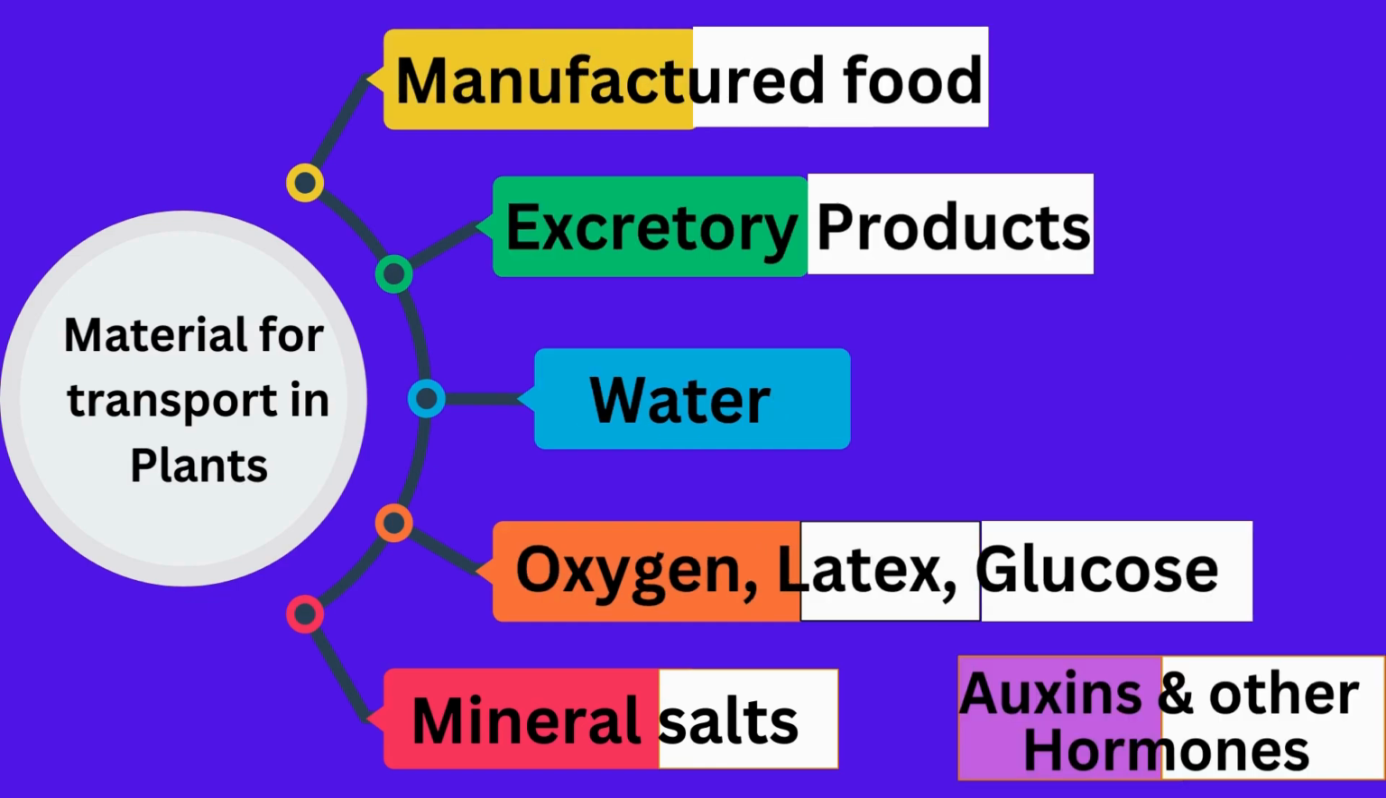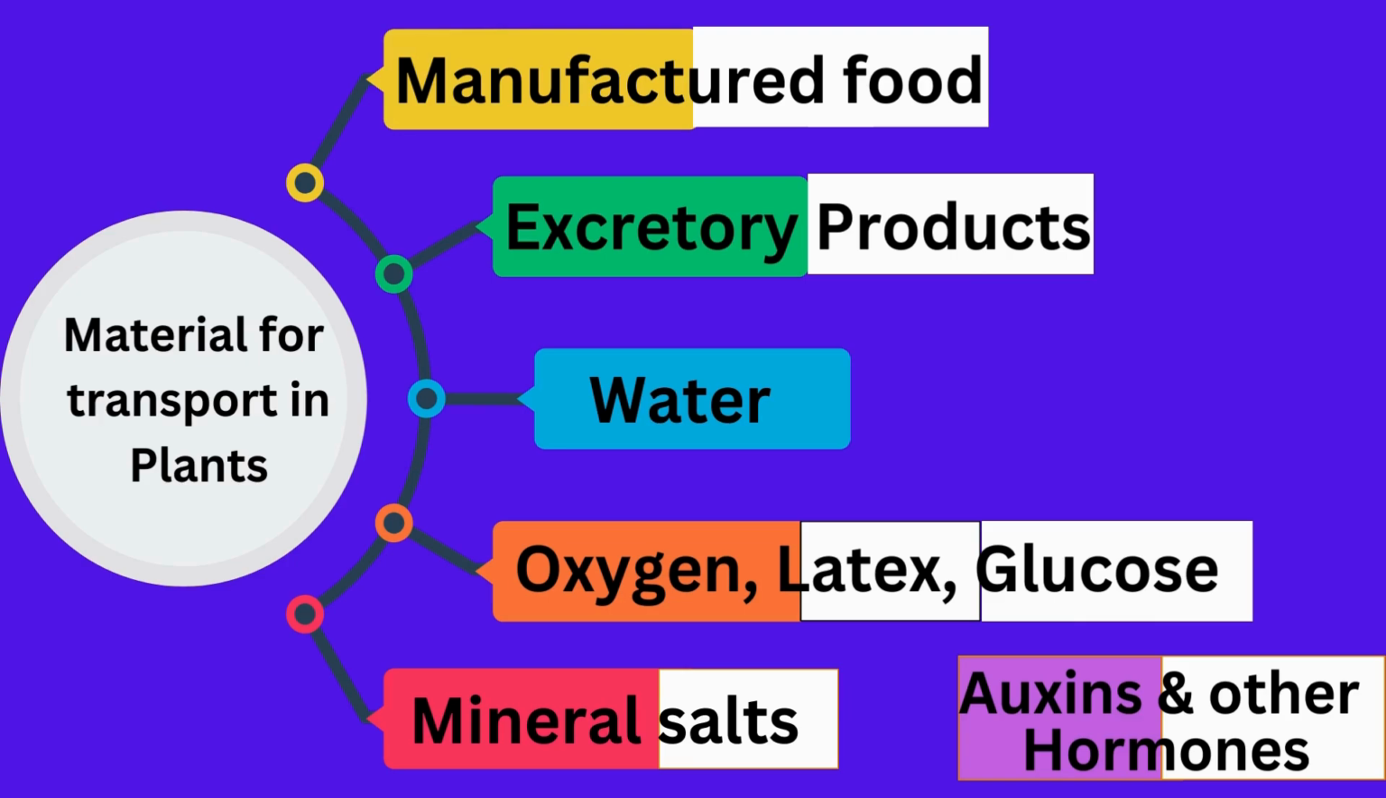Materials transported in plants. Materials that are transported in plants include the following. 1. Manufactured food. Manufactured food is transported from the leaves where it is produced during photosynthesis to all the living cells of the body for tissue respiration and also to storage organs for storage. Number 2 is excretory products.